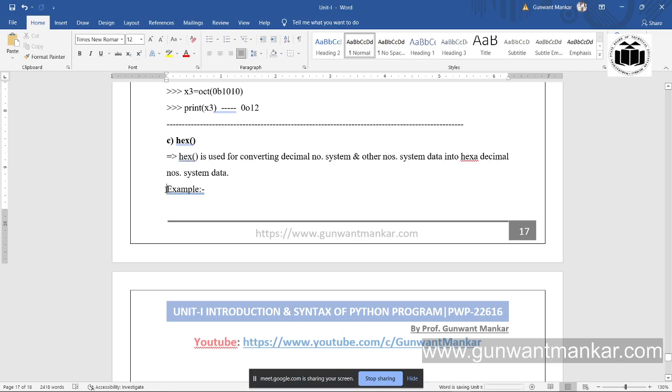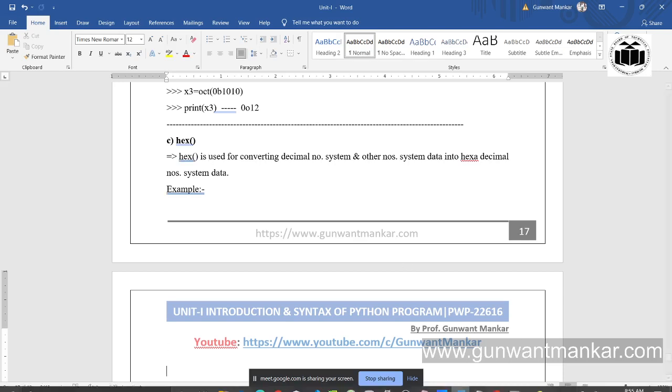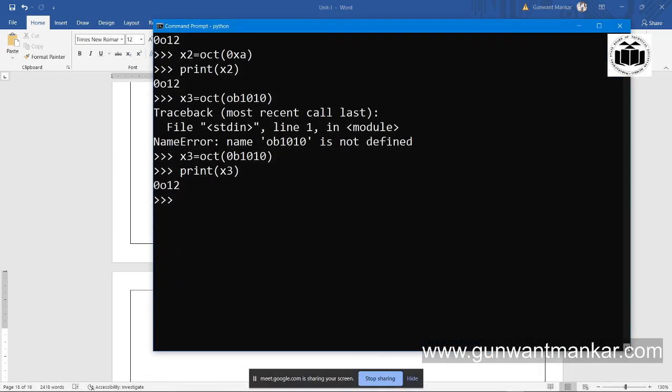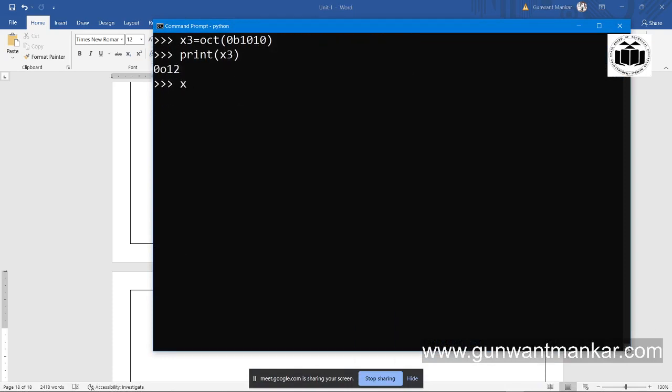Okay, see the examples. Now we can convert any name of the variable. x1 is equal to hex of 10. Okay, or 15 you can write. So now I can print here, print of x1. What is going to be printed? F. Okay, yes, 0xf, that is denoted by 0x.